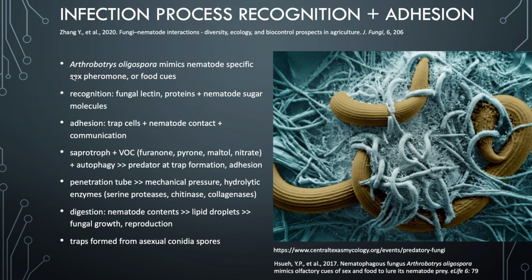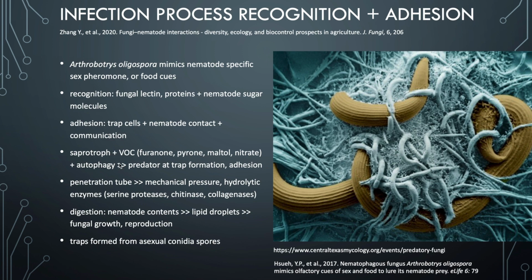Then the process of recognition involves fungal lectins, proteins, and nematode sugar molecules on the cuticle. So there's basically a biochemical interaction that needs to occur before adhesion occurs. And upon adhesion, the trap cells make contact with the nematode, as well as further communication occurs between the two parties. So initially, Arthrobotrys oligospora is a saprotrophic fungus. So basically it just feeds on organic matter in the soil.